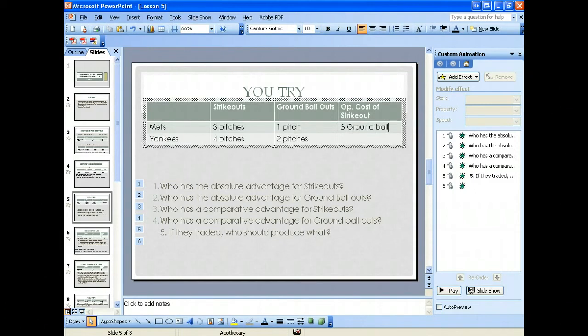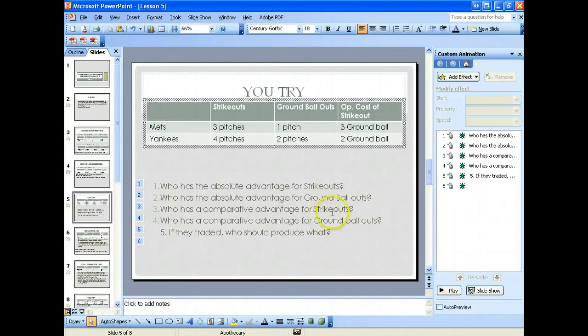The Yankees, on the other hand, need 4 pitches for a strikeout or 2 pitches for a ground ball. Well, if they decided to use 4 pitches to get 1 strikeout, in that same time, they could have gotten, it looks like, 2 ground balls because 2 pitches is half of 4 pitches. So they could have gotten 2 ground ball outs. It looks like in this case, the Mets gave up more for a strikeout, and so the Yankees have the comparative advantage in strikeouts.